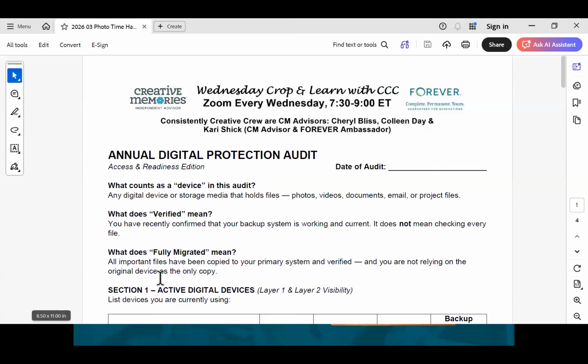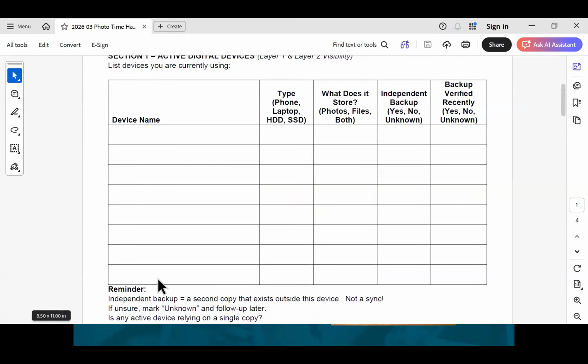So let me just pull up the handout. Okay, so this is the section that I'm in. I'm going to take a few moments and we'll fill in some devices. Again, think about your phones, your laptops, any external drives that you're currently using. Do you have memory cards on your phone or for your camera? What kind of files does it store? Do you know if there is an independent backup of the material and the files that are on there? And have you verified them recently? Again, unknown is a fine thing to mark on this.